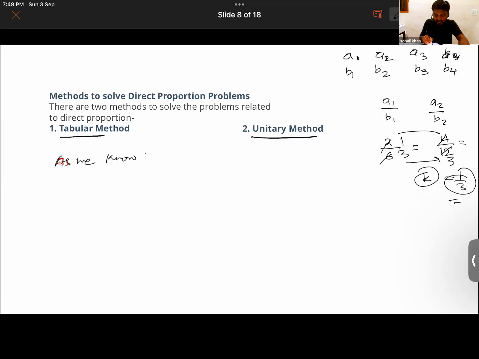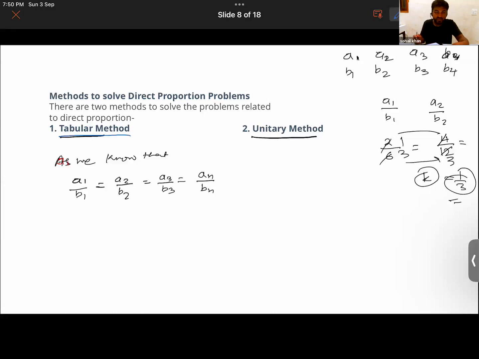As we know that A1 upon B1 is equal to A2 upon B2, or equals A3 upon B3, or if you were to keep on writing like this, it will be up to AN upon BN, right? So here you see, if any one ratio is given, you will be able to find the other values also. For example, let me give you an example.